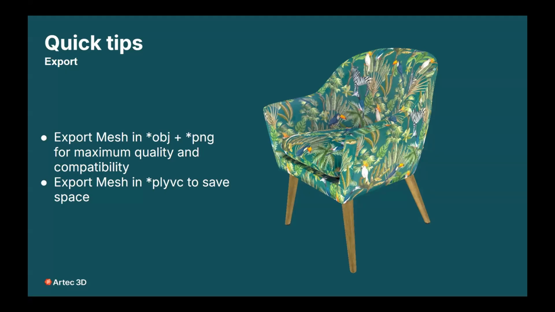That's the first thing. And the second thing is that the quality of the texture will be reduced depending on the amount of vertices inside of your mesh. So it's kind of a trick: if you don't care that much about the texture fidelity, you could export it in PLYVC. But if you would like to achieve the best results, ideally you would want to export it in OBJ and PNG.